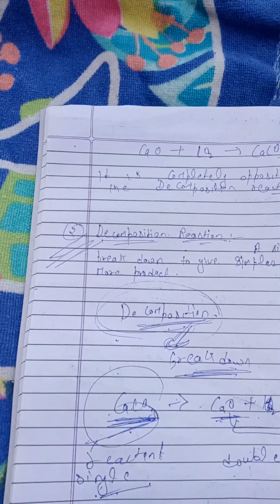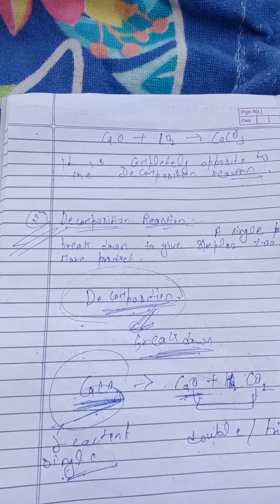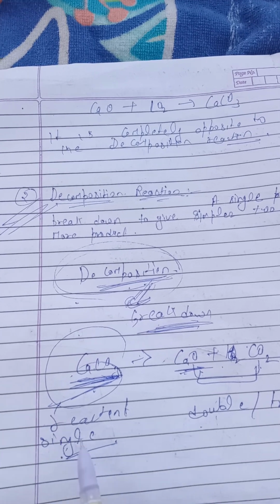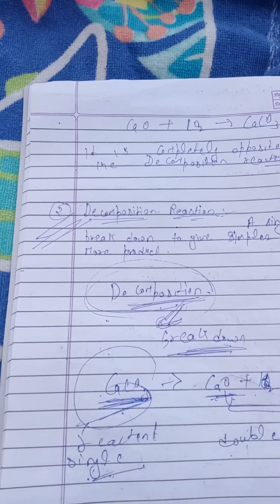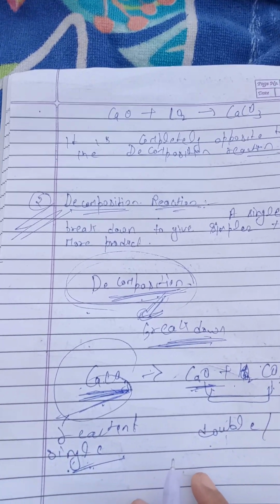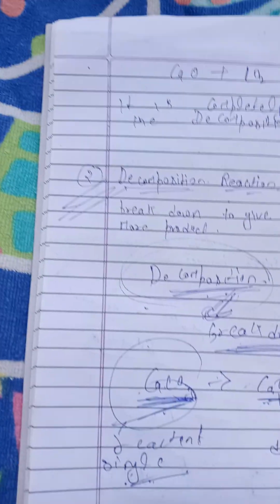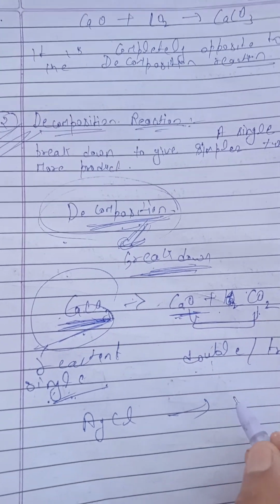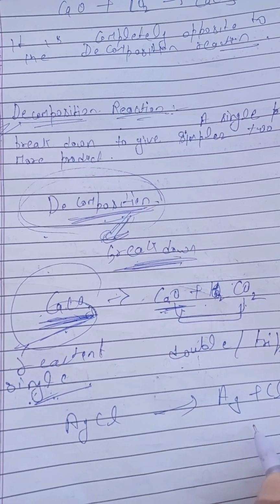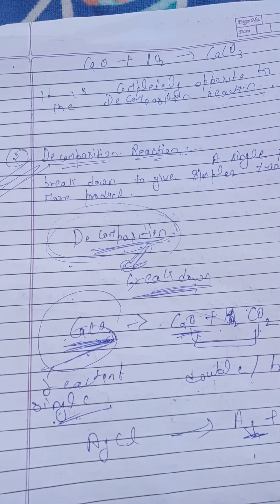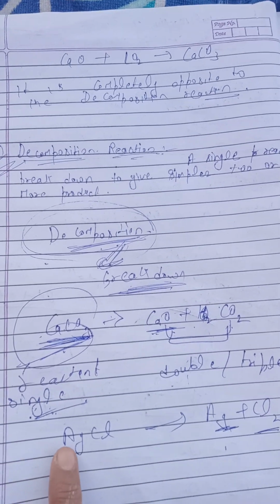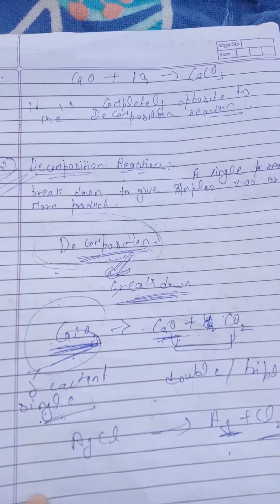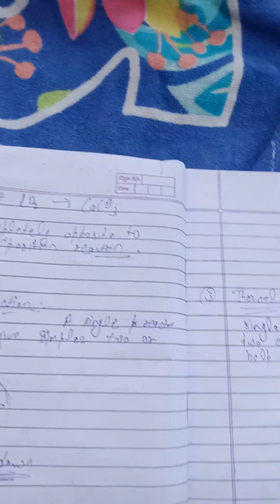So we can say that in the combination reaction, two or more reactants are converted into a single product, but in the decomposition reaction, a single reactant is converted into two or more products. For example, AgCl, silver chloride, gives Ag plus Cl2. Ag means silver, and Cl2 is chlorine. When silver chloride breaks down into silver plus chlorine, this is called the decomposition reaction.